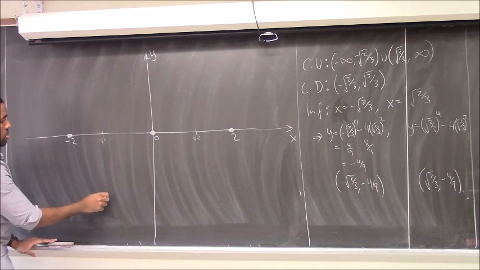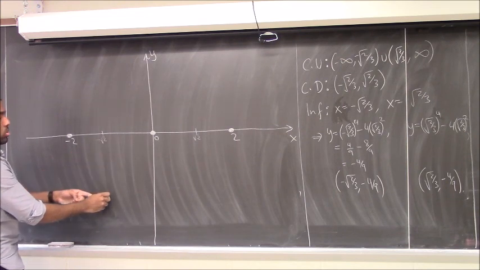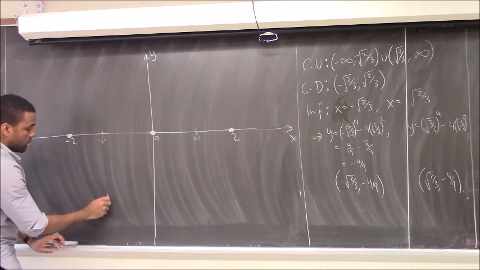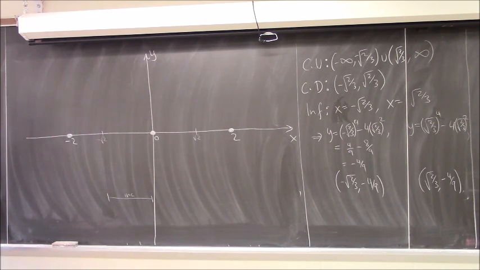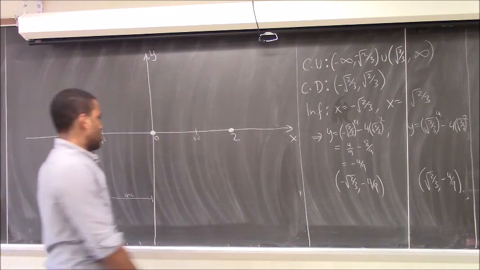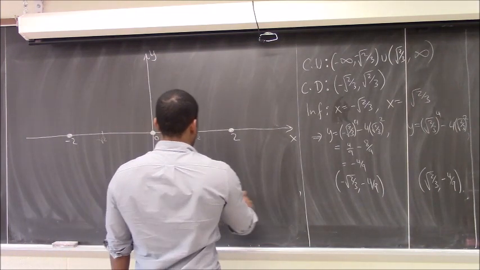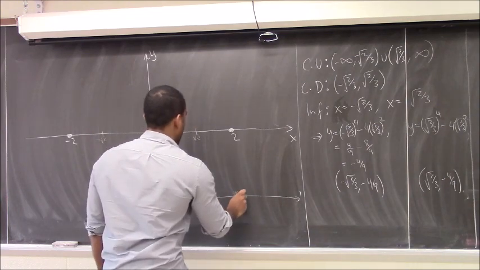So from here to where? Negative root 2 to 0. Negative root 2 to 0 was increasing. Okay, so I'm going to draw a little arrow here and right, increasing. Where else was increasing? Root 2 to infinity. And then from here all the way onwards, I'm also increasing.